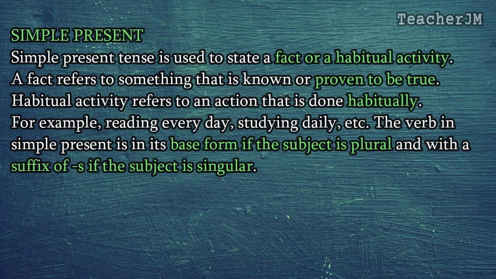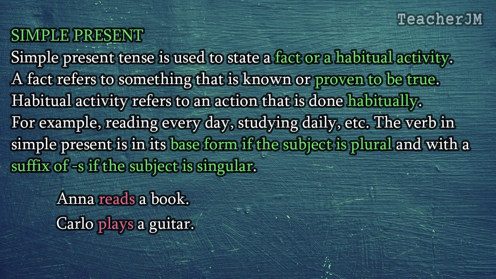Look at the following examples. Anna reads a book. Carlo plays a guitar. Sebastian studies Japanese. In these examples, these are habitual activities of Anna, Carlo, and Sebastian. Notice that the verbs in these examples are ended with a suffix s. The verb comes with this form if the subject or the doer of the action is singular.